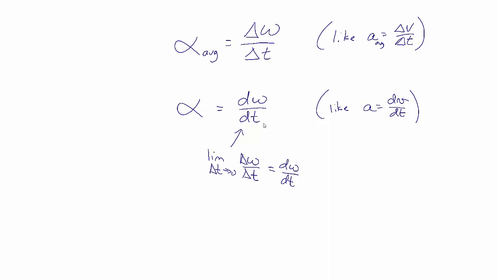Instantaneous velocity was dx dt, the derivative of position with respect to time. Instantaneous angular velocity, omega, is the derivative of the angular position theta with respect to time. So omega is d theta dt. Average acceleration is delta v over delta t. Average angular acceleration is delta omega over delta t. Instantaneous acceleration is dv dt. Instantaneous angular acceleration is d omega dt. We see that it's the same relationship, just with the rotational quantities. In the next video, we're going to take and go a step farther and start to look at the kinematic ideas with rotational quantities.